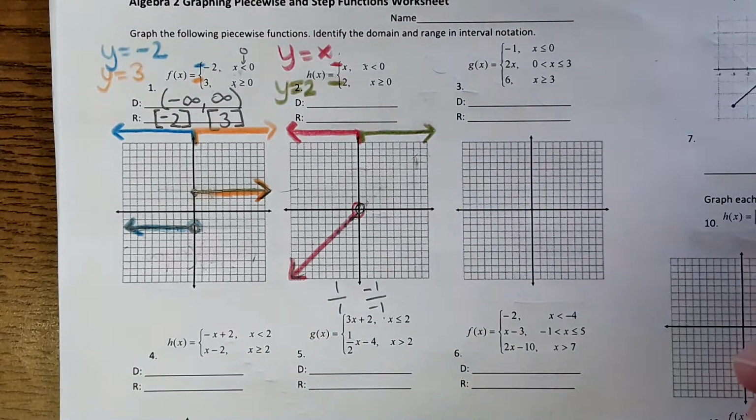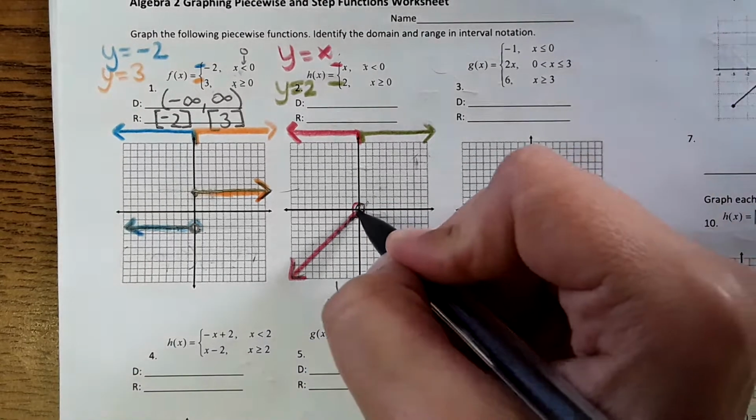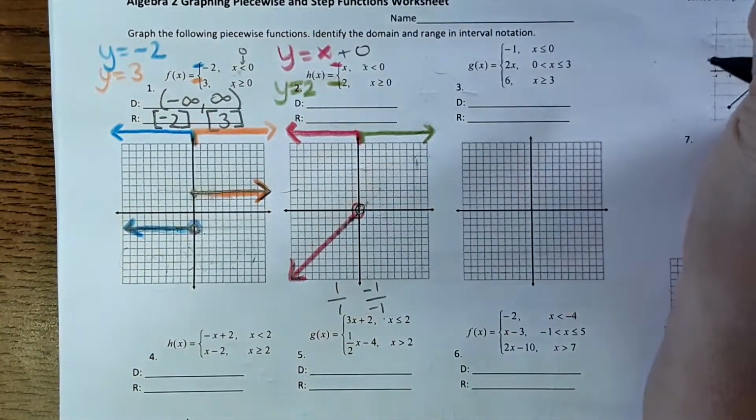Did you get that right? Start at 0. Why did I plot that first? Because your y-intercept is 0. Oh.